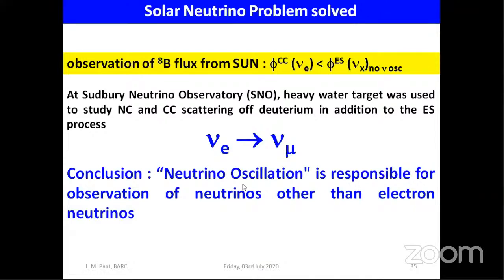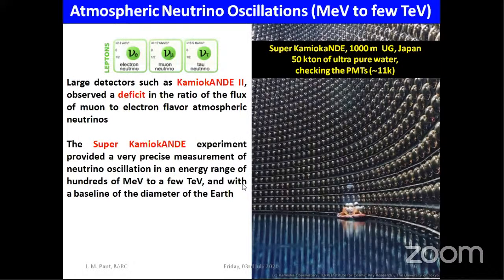A similar thing for atmospheric neutrinos was done at Super-Kamiokande, which is again a 1,000-meter deep lab with about 50 kilotons of ultra-pure water. The energy range of the atmospheric neutrinos was different, from a few MeV to a few TeV. I'm just showing all this because these are experiments which benchmarked the oscillations in the atmospheric neutrinos as well as in the solar neutrinos.